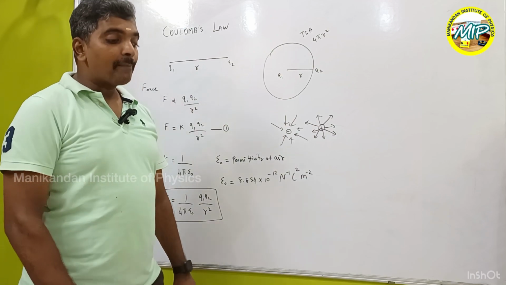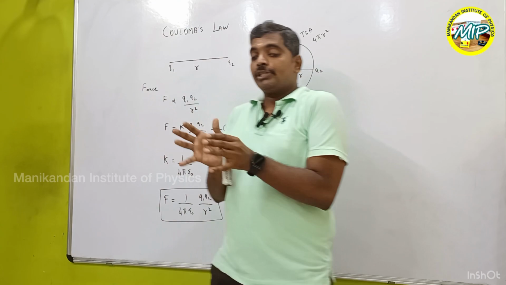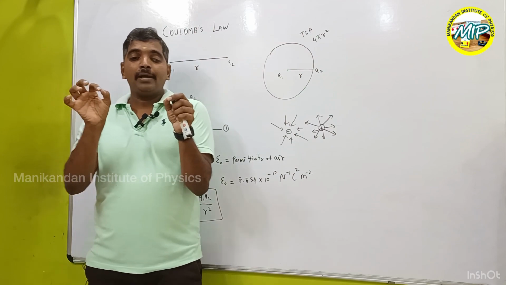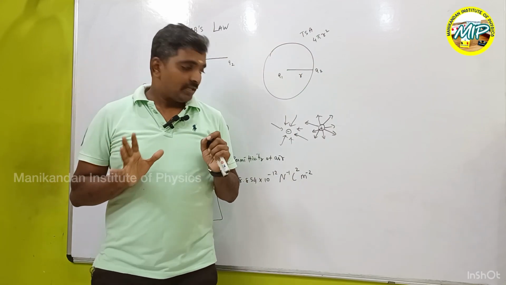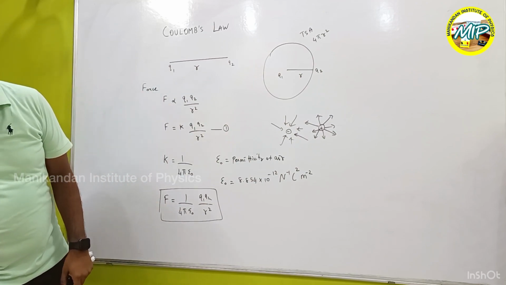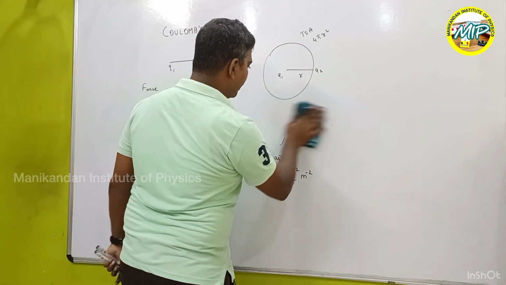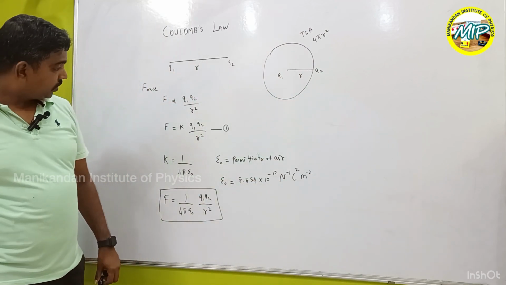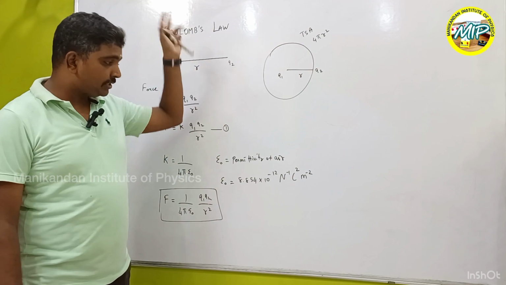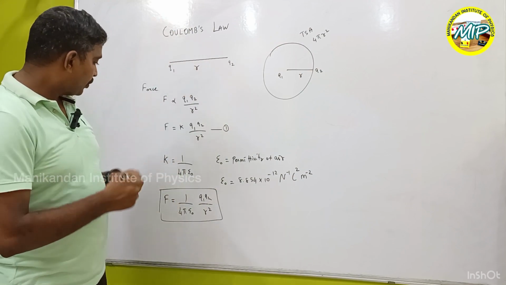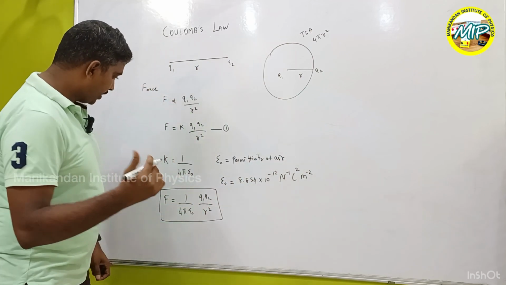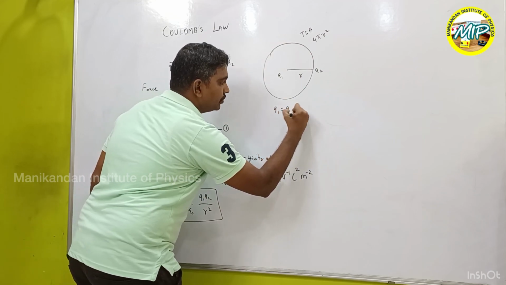Sir, what happens when I place this charge into a particular medium? Say for example, I have Q1 and Q2 separated by a distance of 1 meter. Before going to the medium, I will explain what is meant by 1 coulomb. So to define what is meant by 1 coulomb, if I say this charge is 1 coulomb, how can we define it? This is my F here. I can simply write Q1 equals Q2 equals 1 coulomb.